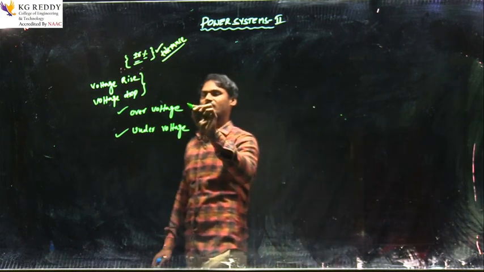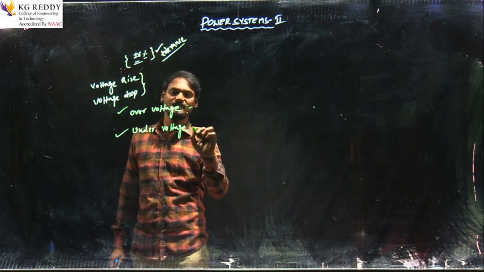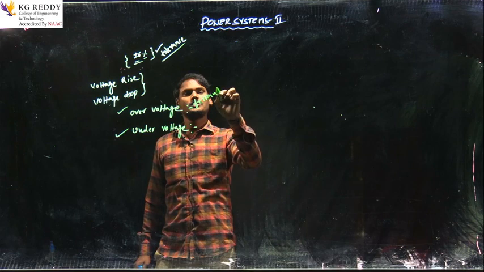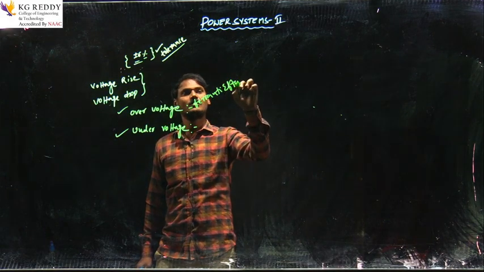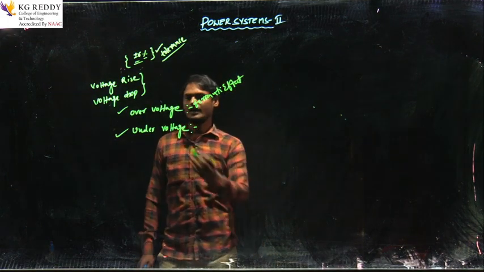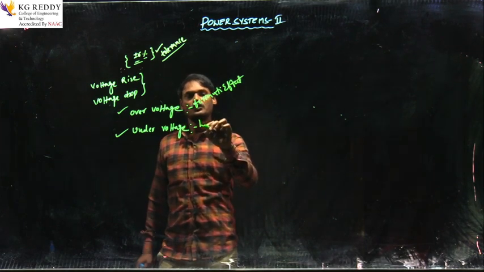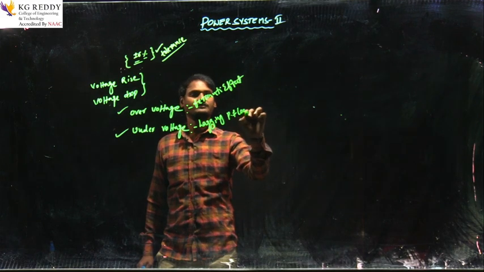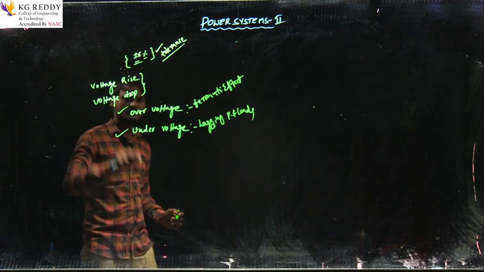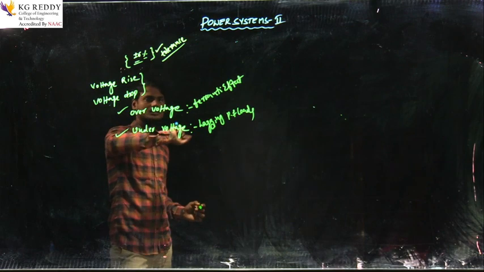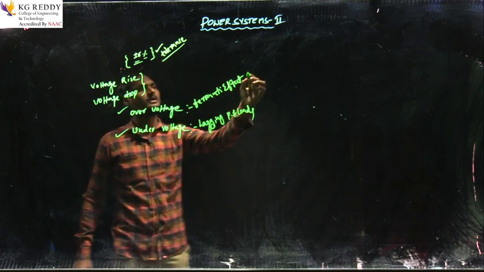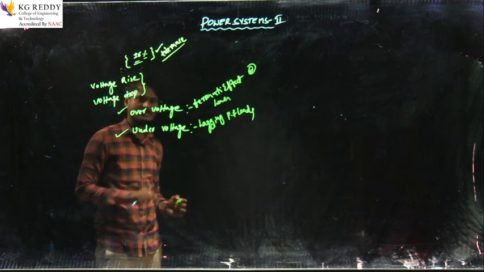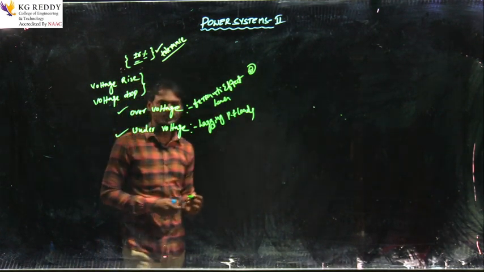Because of over voltage, the voltage rise happens. The effect is due to the Ferranti effect or leading load condition. In case of under voltage, most of the cases are because of lagging power factor loads. So the over voltage occurs due to the Ferranti effect or leading load conditions, and the under voltage occurs due to the lagging power factor load condition.